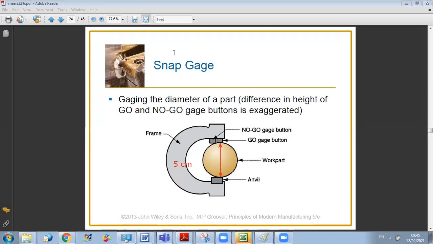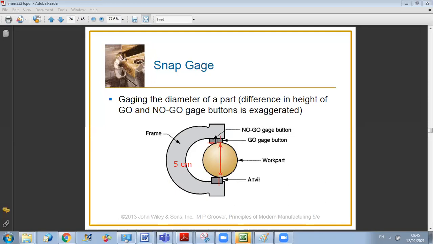Because here the difference between the go and no-go gauges is very small, on the order of 0.00 something, whenever your ball can pass through the go button and cannot pass through the no-go one, this means that this is the actual size of it.